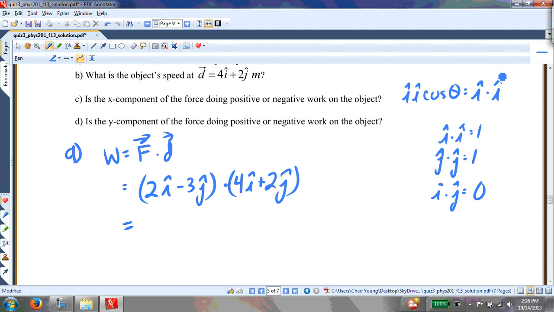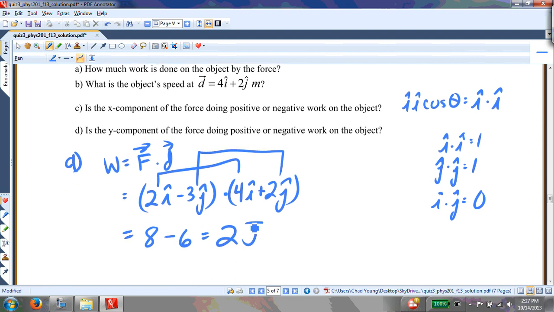So I'm just going to do my like terms. 2i times 4i is 8. Minus 3j times positive 2j is minus 6. So I combine these two terms, and that is 2 joules. So that's how much work is done by the force, 2 joules of work.